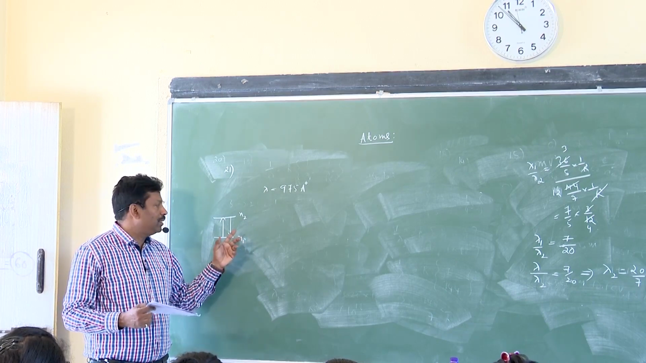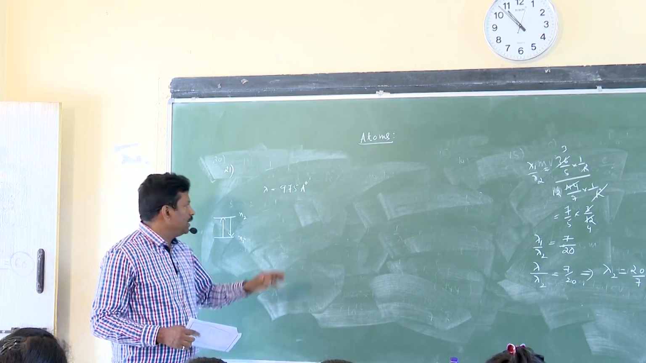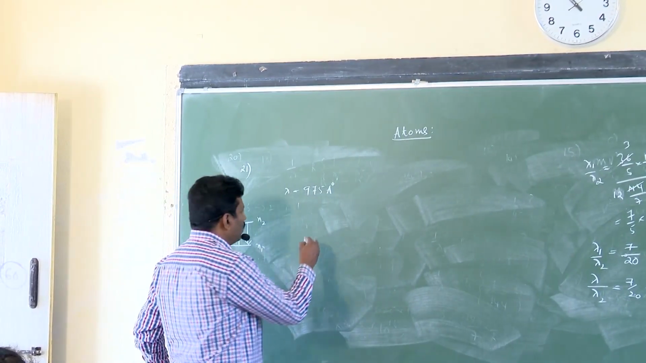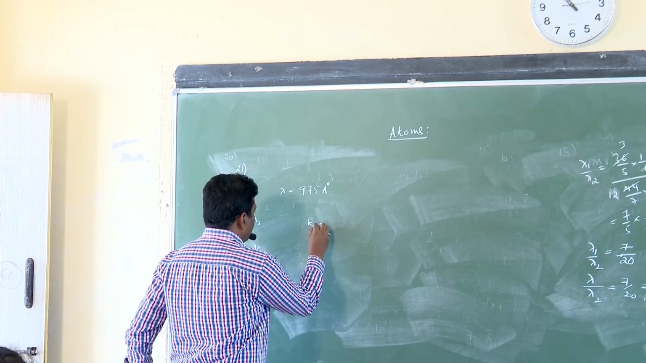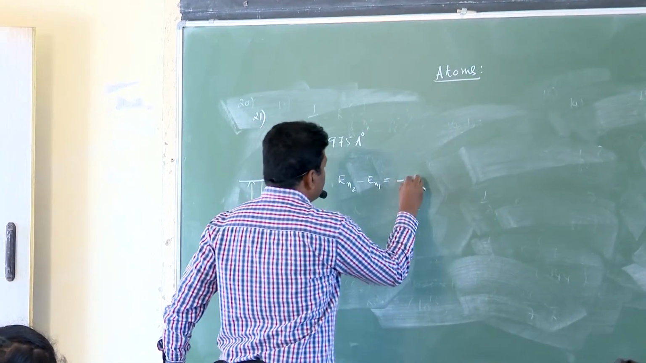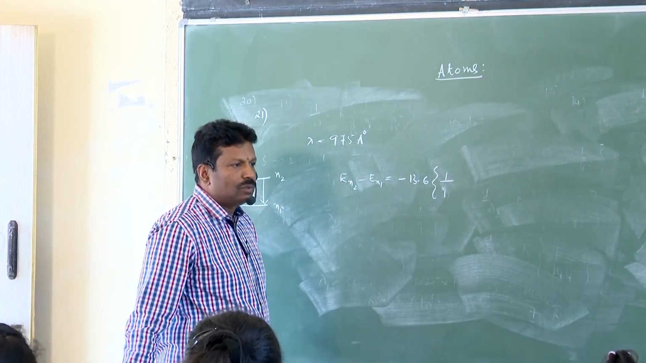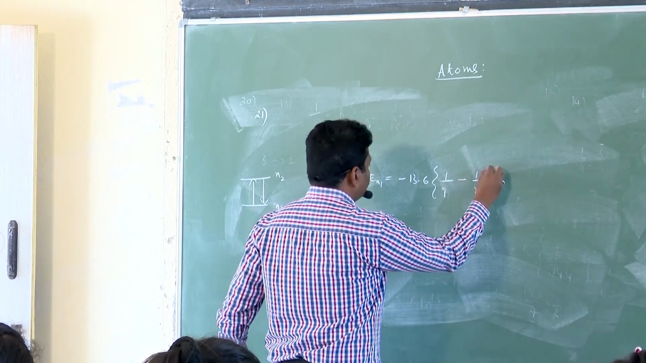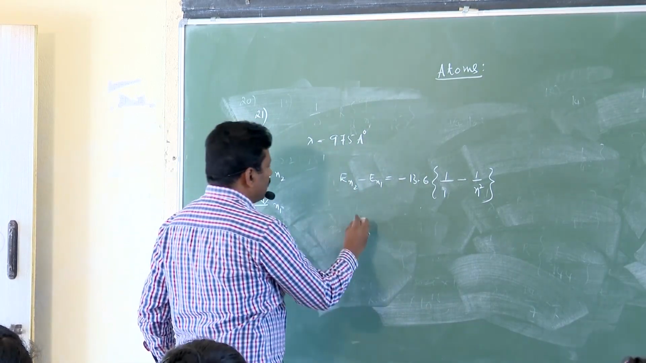But here they have not specified what the state n is. So we have to find out. What is the energy corresponding to 975 angstrom units? So basically, this is E n2 minus E n1, which is minus 13.6 into 1 by 1 squared minus 1 by n squared. This is a little lengthy. Now this energy is given by hc by lambda.